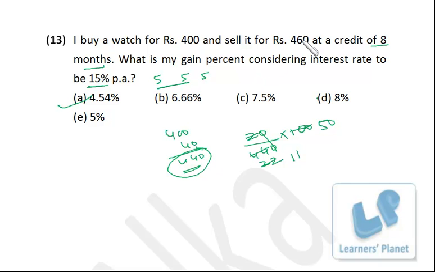And he is selling it for 460 rupees. Okay, so 20 rupees is the profit over cost, that is 440. So in all the rate of interest, the gain percent will be 4 something percent. Okay, I hope you are clear.